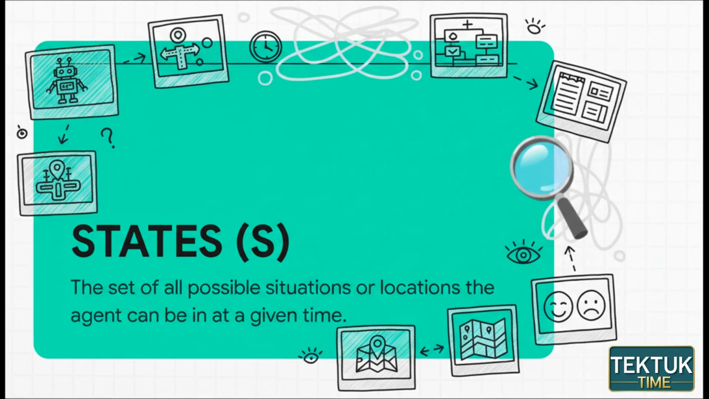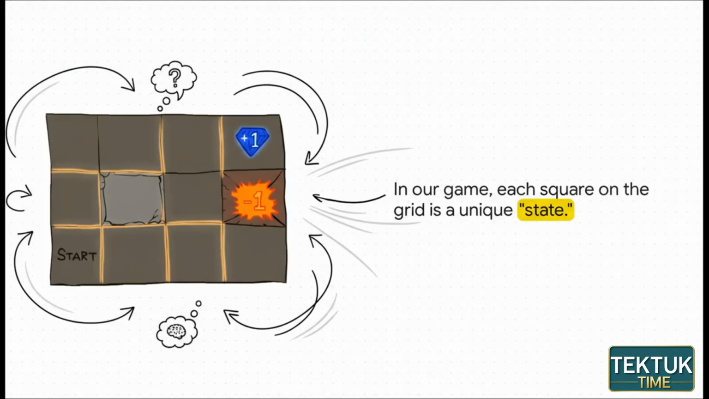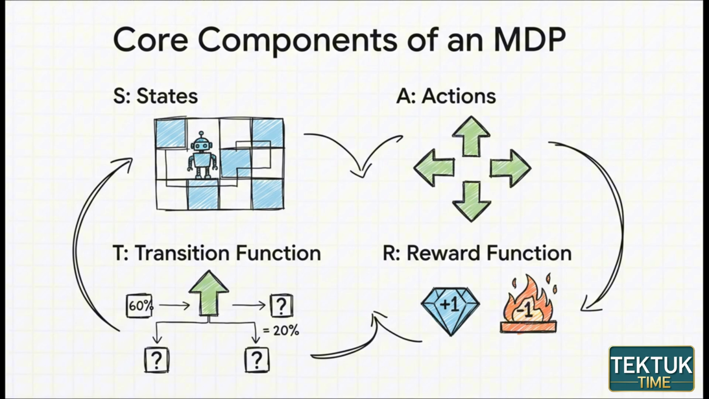First up, we have states. A state is really just a specific situation the agent can be in. You can think of it like a snapshot of the world at one single moment. And in our grid world, this is super easy to see. Each and every square the robot can land on is its own unique state. The state just describes where the robot is, and that's really all we need to know to figure out the next best move.